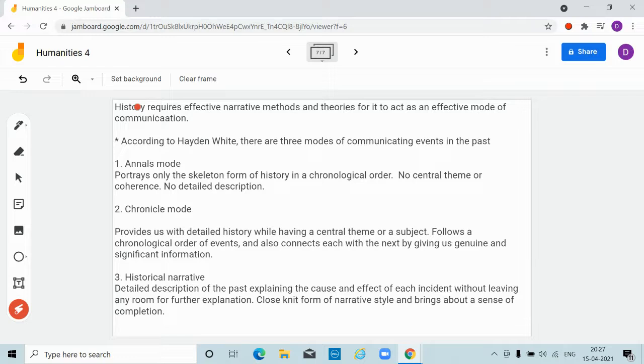So history is very important as far as any culture or any community is concerned. When you take the larger picture also, history is very important for the world in general. So, history requires effective narrative methods and theories for it to act as an effective mode of communication. History is an important part of every culture, and therefore, effective narrative methods should be employed so that the history is communicated properly. Okay.